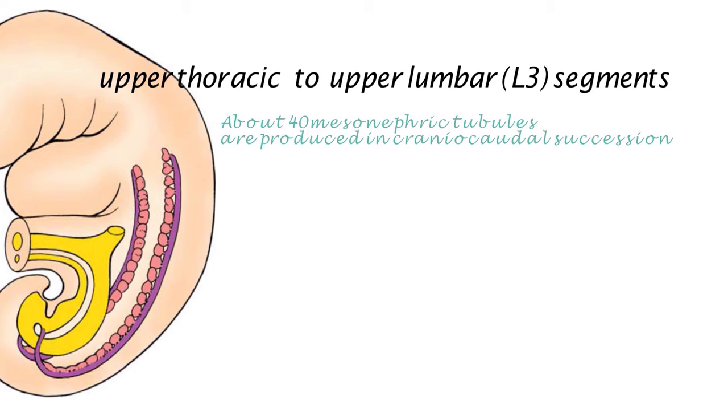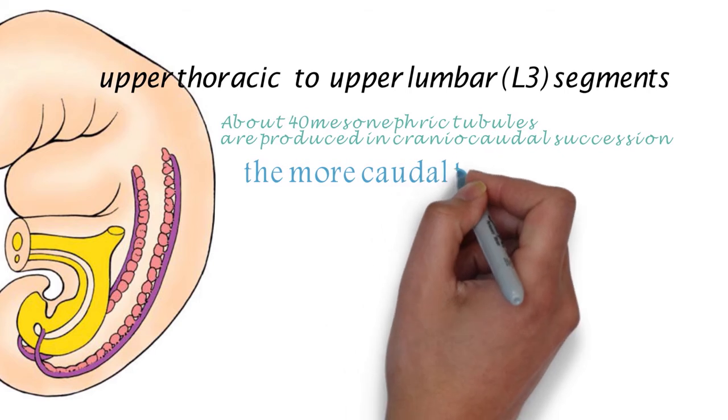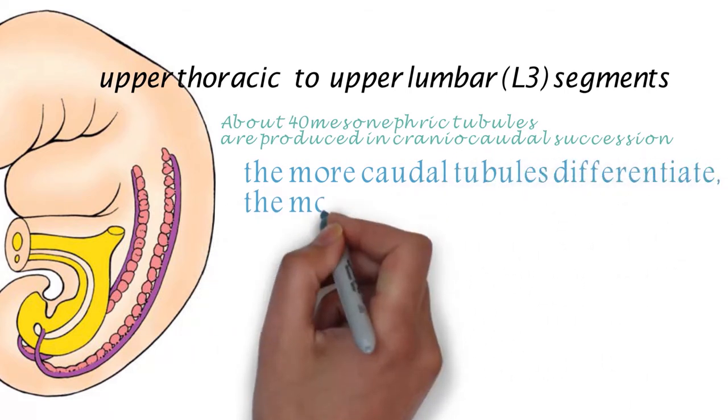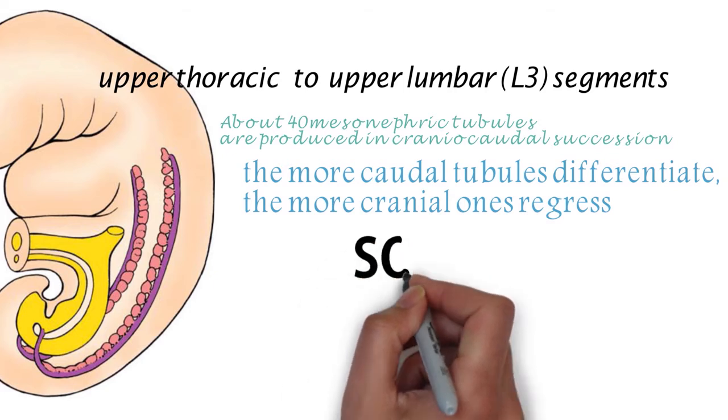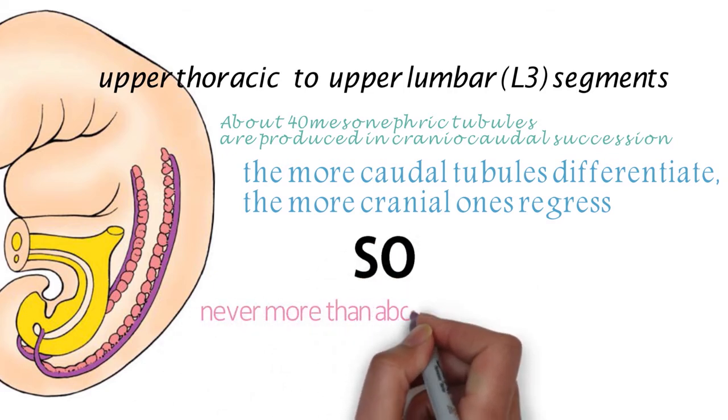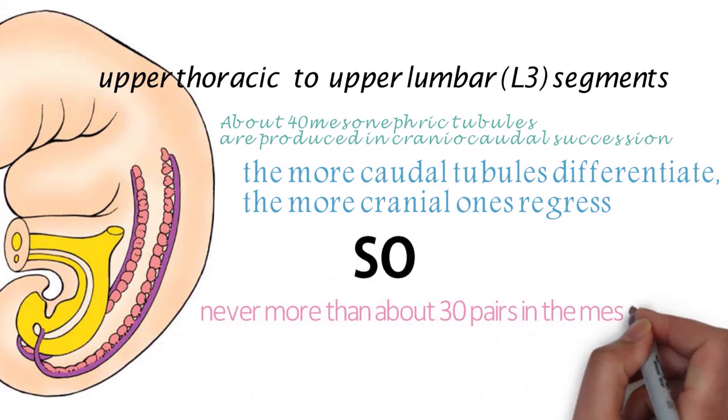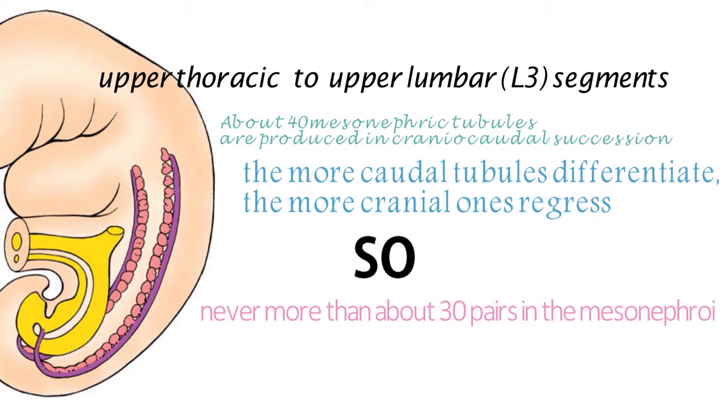Then after it, mesonephros start to regress. The more caudal tubules differentiate, the more cranial ones regress. So at the very same time, when the caudal tubules are differentiating and forming, the cranial ones are regressing. So there are never more than 30 pairs of mesonephric tubules at the same time. Actually, it is less than 30 mesonephric tubules at the same time.